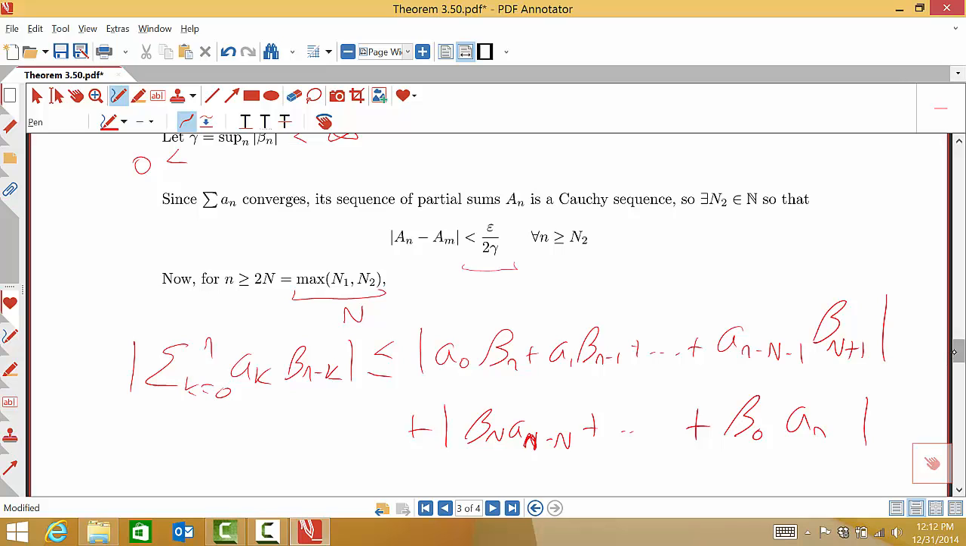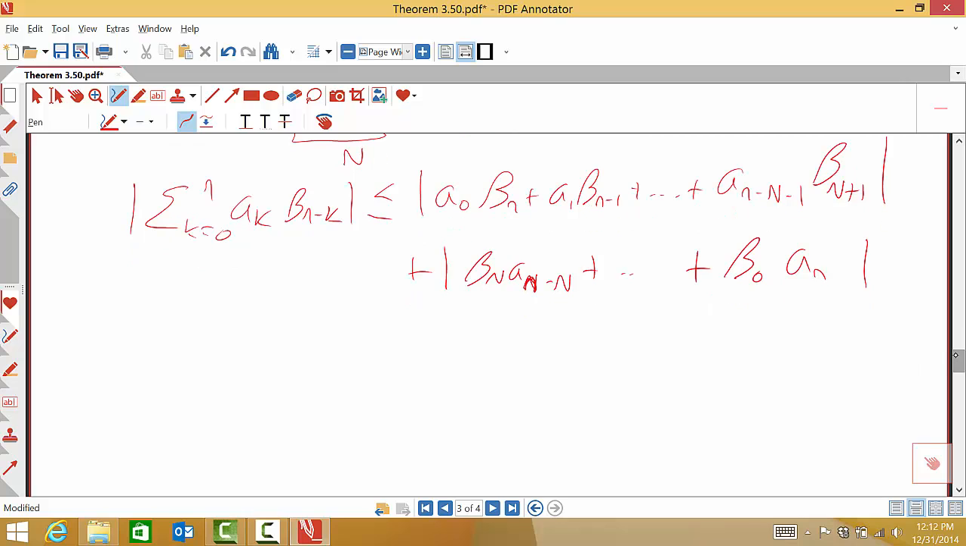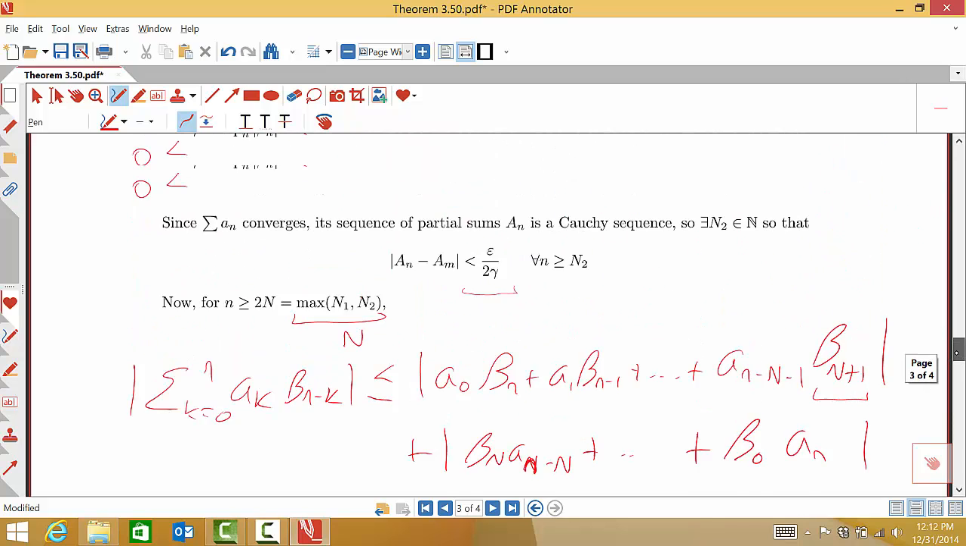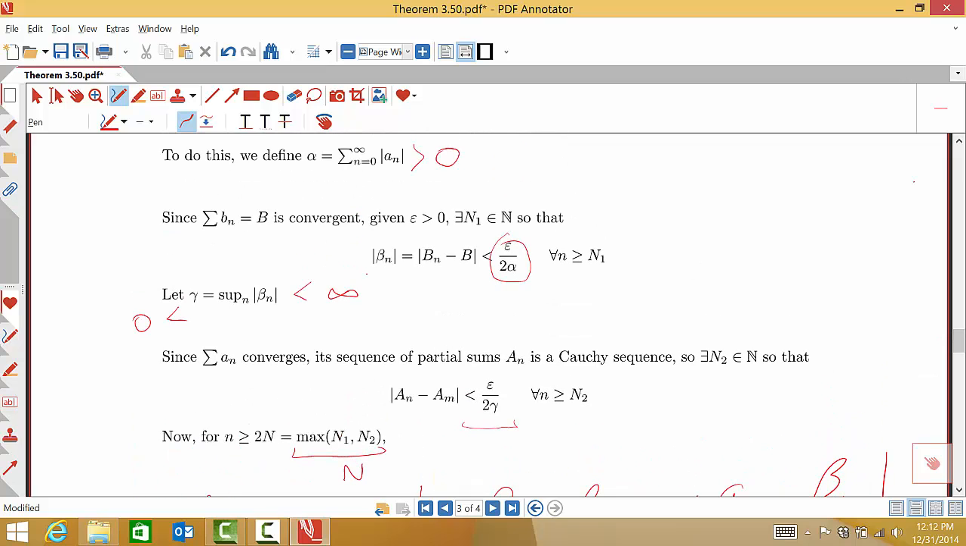Okay, so what we want to do is show this is small. Let's look at these first terms here. I've got beta sub capital N plus 1. The next one will be beta sub capital N plus 2, and so on. All these indices on beta are greater than capital N. And that's great because I know beta sub n is smaller than epsilon over 2 alpha as long as I let n get large enough.